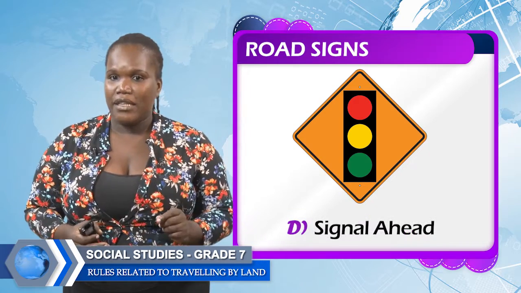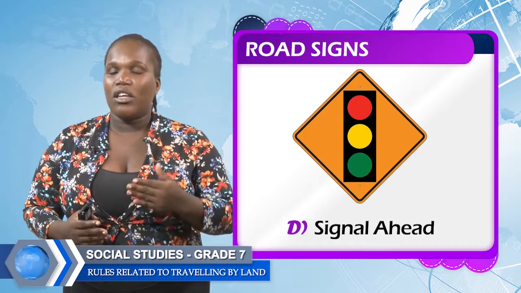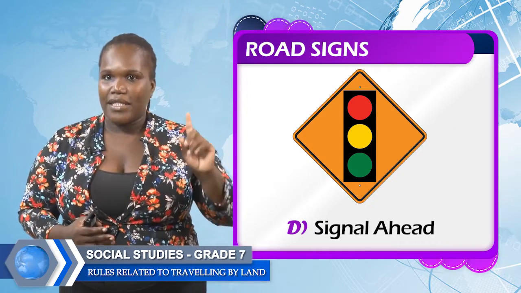If you said D, then you're correct. This symbol represents signal ahead. In other words, it's saying that a traffic light is somewhere ahead.